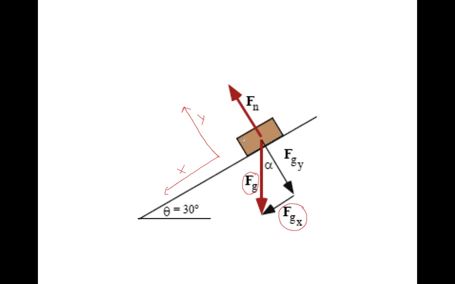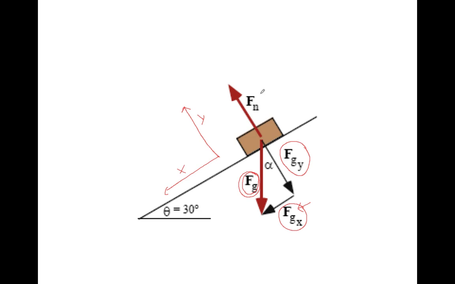And we do that for convenience because the x direction is the direction that the object is traveling. It's traveling down the inclined plane, so it makes it easier to solve these problems if we use the direction parallel to the inclined plane as the x direction and perpendicular to the plane as the y direction. So Fg, the force of gravity, can be broken down into two components: one acting perpendicular to the inclined plane, and another acting parallel to the inclined plane.